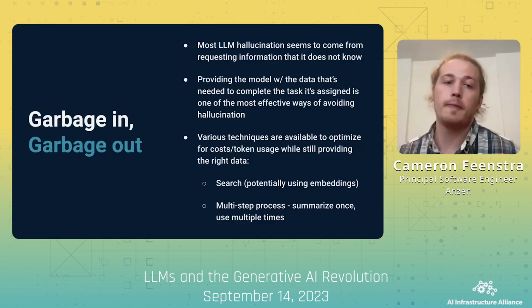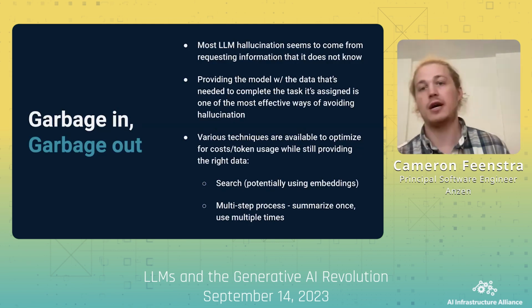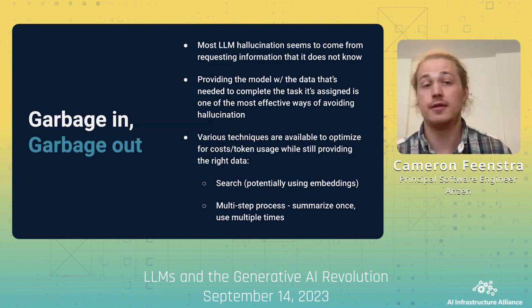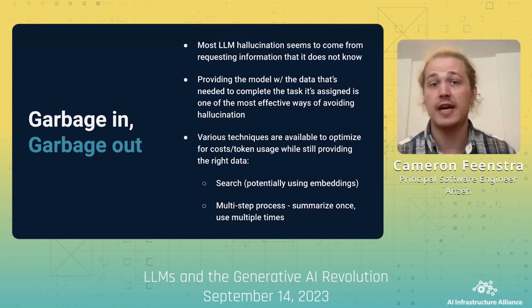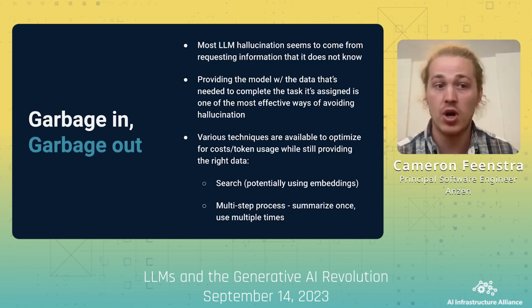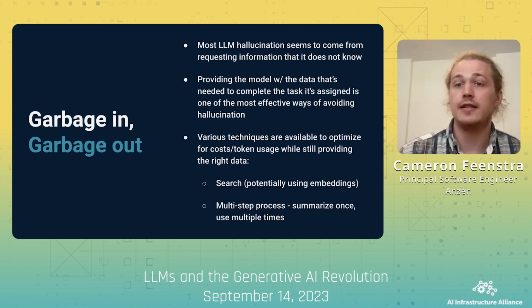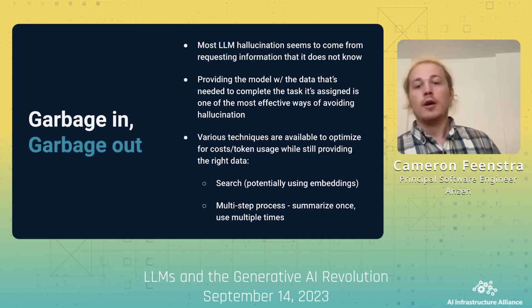Now, the next thing I'm going to talk about is, as I mentioned earlier, a lot of hallucination comes from you asking the language model for information that it simply doesn't have, likely because it wasn't in its training set or in the context you provide to it as part of your prompt. One of the best ways to fix that is to make sure that you provide the model with the information that it needs to answer your question.